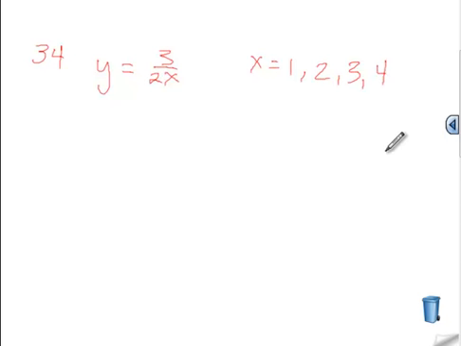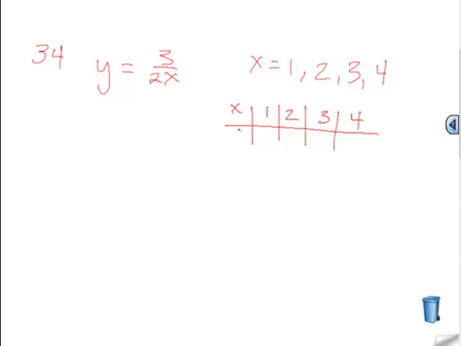All right, number 34. I'm going to do that with you. 34 gives you y equals 3 over 2 x, and they ask you to make a table for the values x equals 1, 2, 3, and 4, and then sketch the graph and decide whether x and y vary directly or inversely. So I'm going to start by making my table. So here we have x is 1, 2. I should have just said this to begin with.